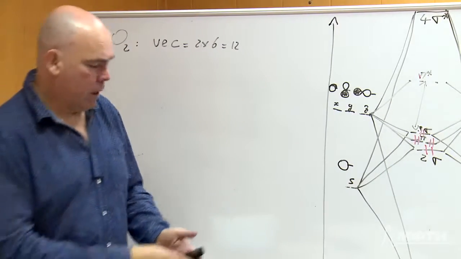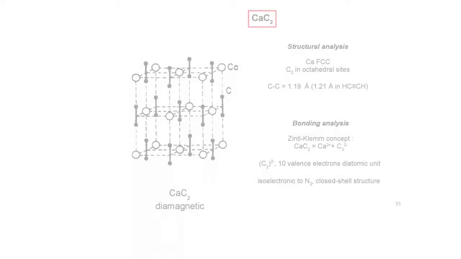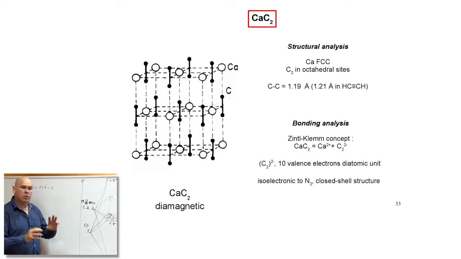And you have, let's say, big distances between the C2 units. So there are, let's say, discrete molecules in a solid state compound. You may see this compound like this. So here you can understand the electronic properties of this compound easily.